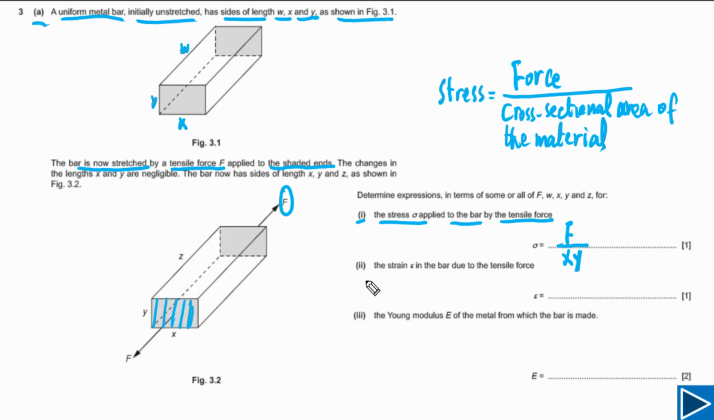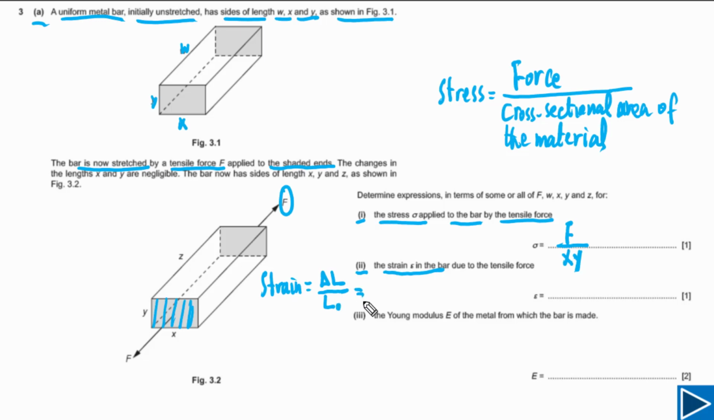Let's move on to the second part. For the second part, the question is asking us to calculate the strain in the bar. So first let's try to understand what is strain. Strain simply is equal to the change in length, meaning delta L, which can be extension or compression, divided by L, meaning the original length.